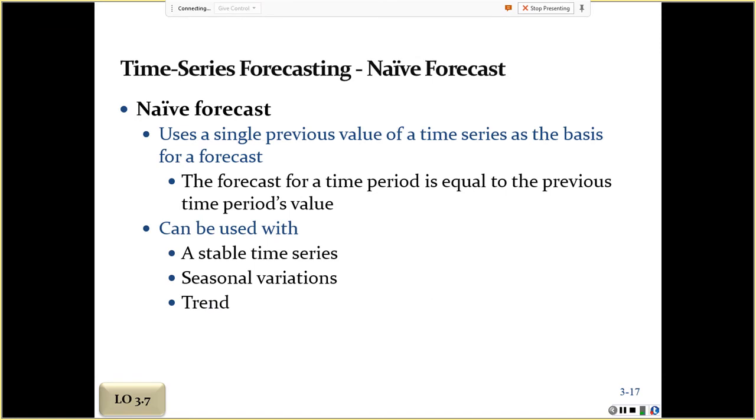All right, so this is one of the simplest types of time series forecasting, the naive forecast. It uses a single previous value of a time series as the basis for its forecast. It can be used with stable time series, seasonal variations, or trends. Some of the advantages are that it doesn't cost anything, or it's a very small cost to use. It's quick and easy to calculate, which we're going to see once we do some examples. It's easy to prepare, and it's very easy to understand.